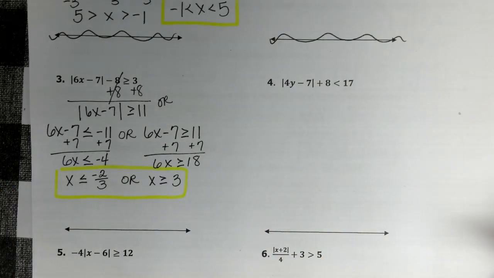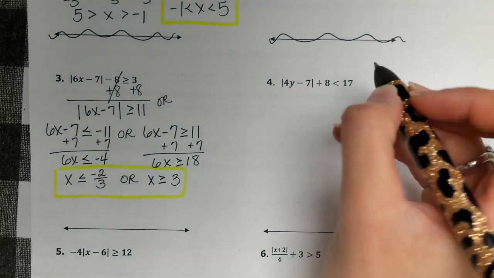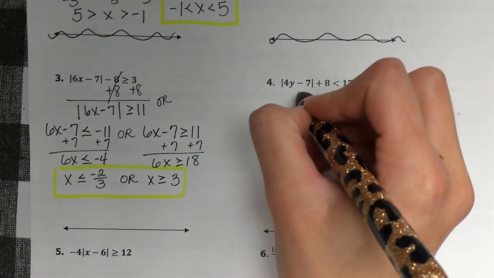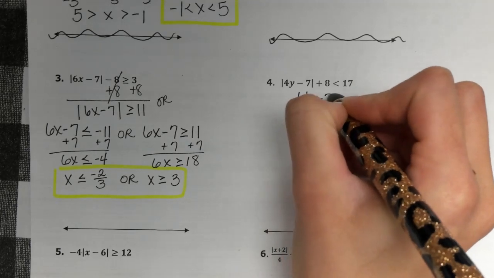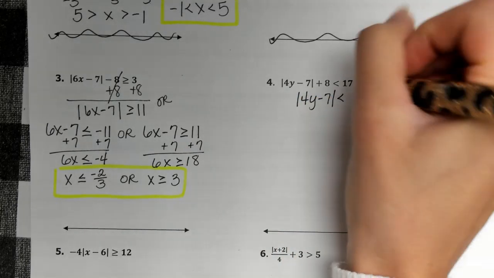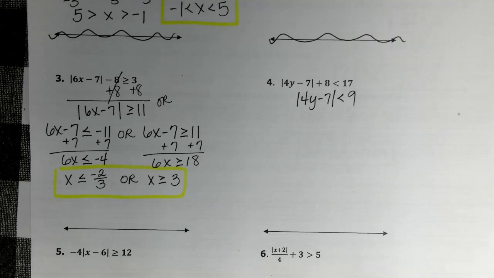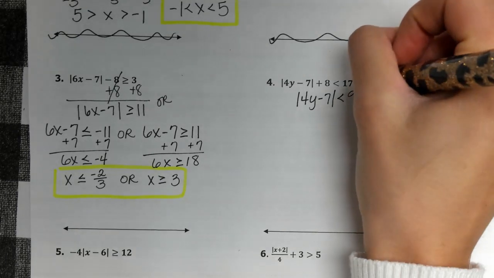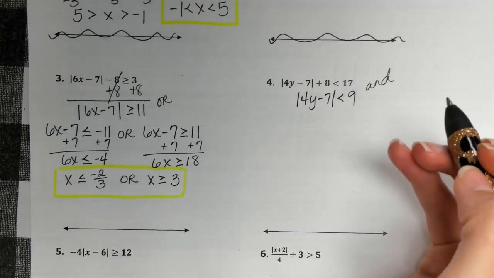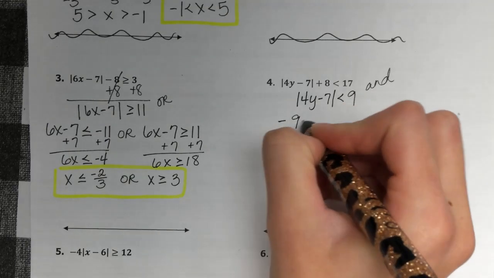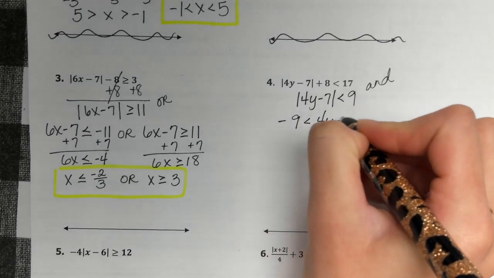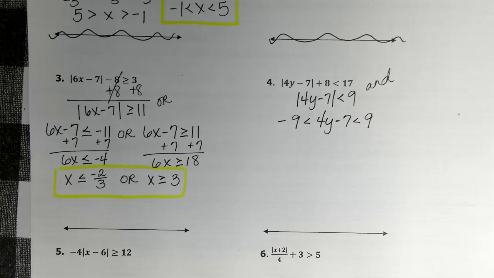Okay, you should have done what first? Subtract your 8, so you get the absolute value of 4y minus 7 is less than 9. And then you created what type of inequality? So you should have negative 9 is less than 4y minus 7 is less than positive 9. Did y'all get that? Set it up right?